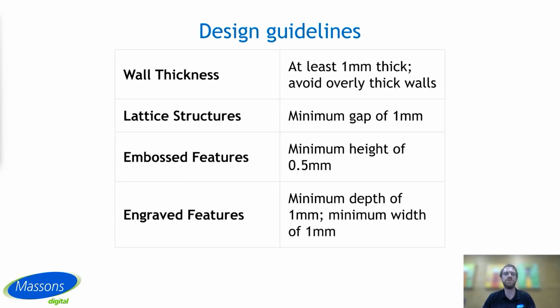Just to go over a few of the general MJF design guidelines, and this applies to really any powder printing process. MJF walls that are designed too thin are at a high risk of warping. We do recommend a wall thickness of at least 1 mil, and you want to avoid overly thick walls as well, as they can lead to an uneven or pockmarked surface.